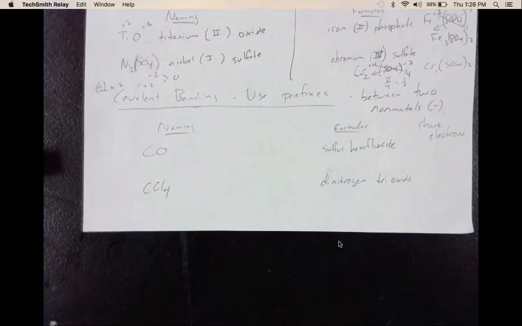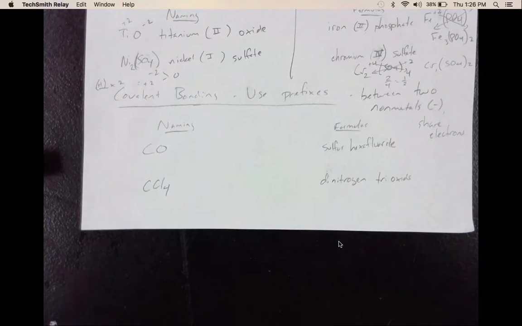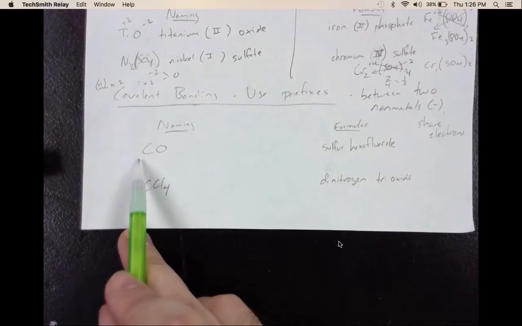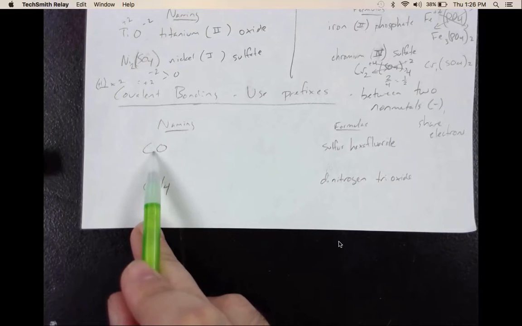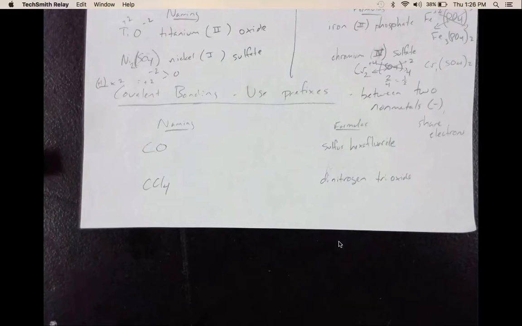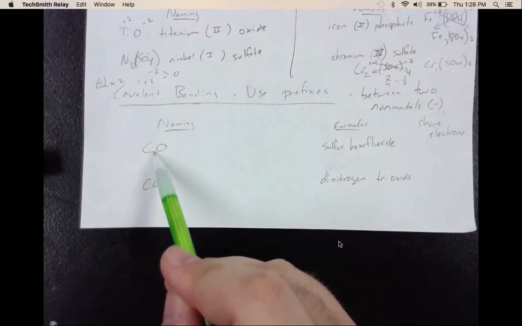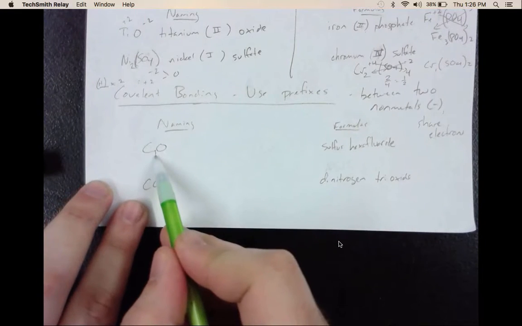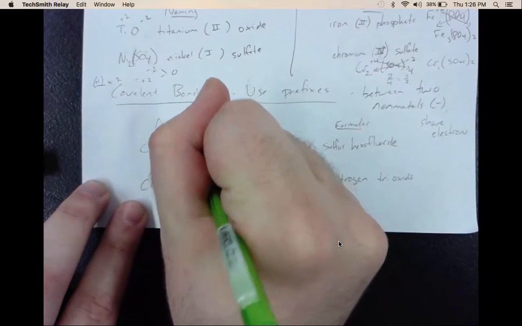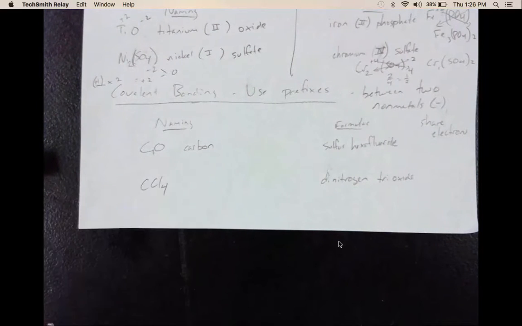So we use our prefixes. Remember, when we name our covalent bonds, if the subscript is greater than 1, then we would need to use a prefix. In this case, carbon is only 1, so there is no prefix. So this one is simply carbon. We do not use the prefix mono for the first atom. We only use a prefix if it's greater than 1 for the first atom.